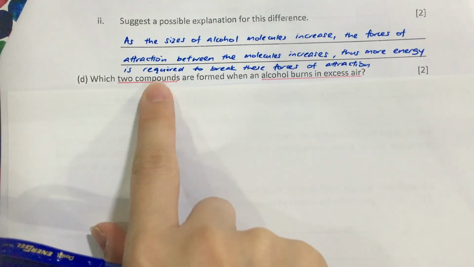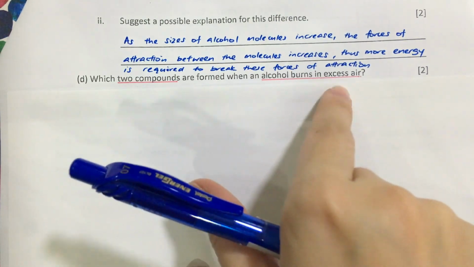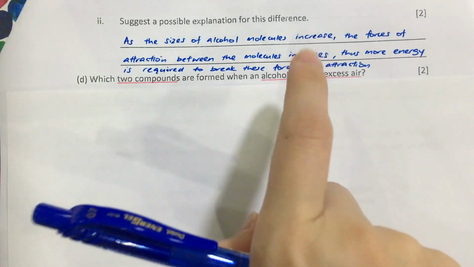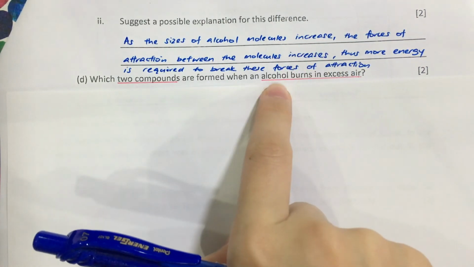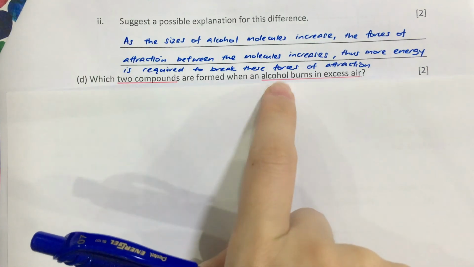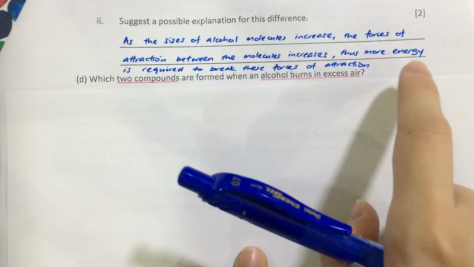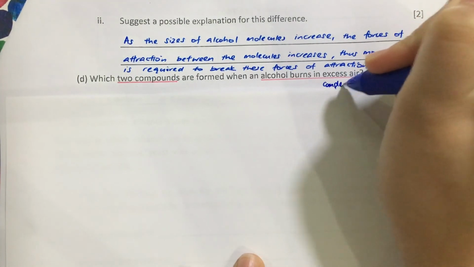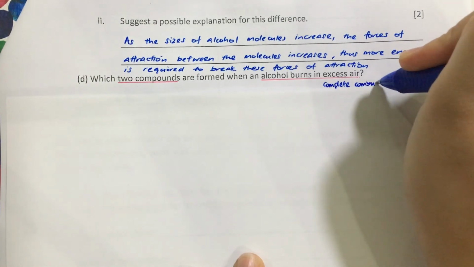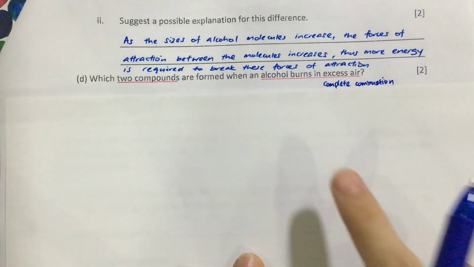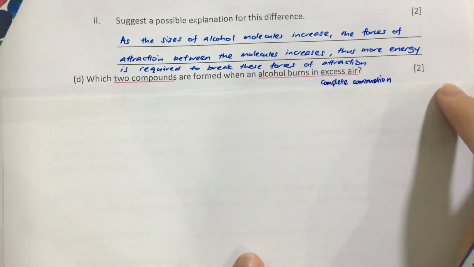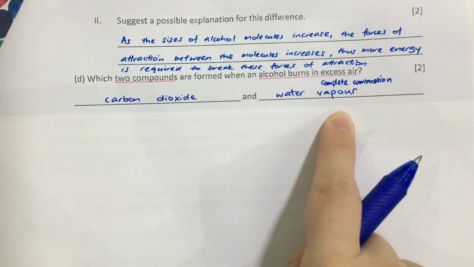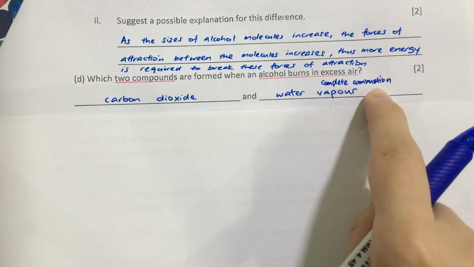Okay, next question. Which 2 compounds are formed when an alcohol burns in excess air? Like we talk about burning, combustion, whether it is alkane, alkene, or alcohol, all the products are the same. So when they say excess air, we're talking about complete combustion. If it's complete combustion, there are 2 products formed, which are also compounds: carbon dioxide and water vapor. This is for complete combustion.